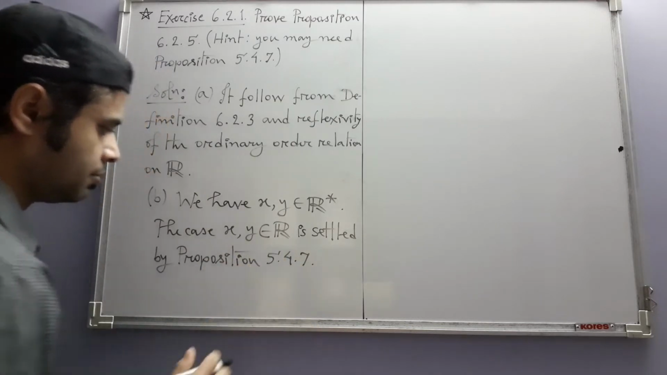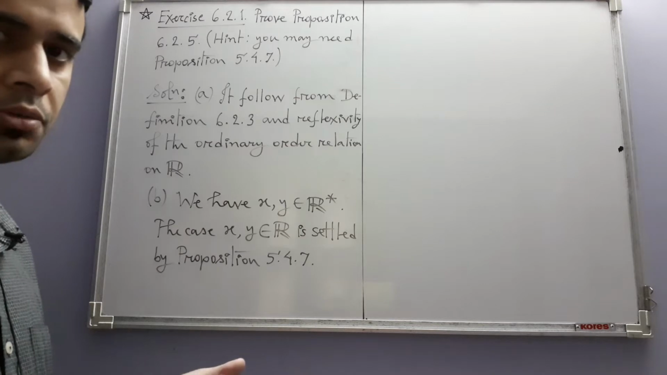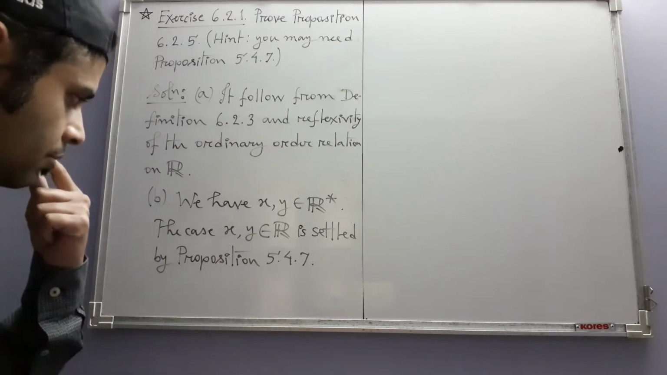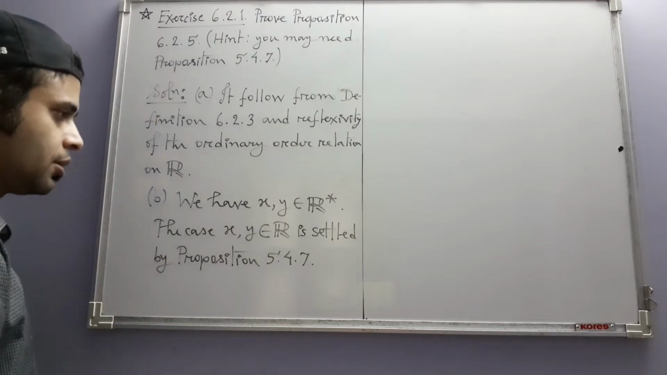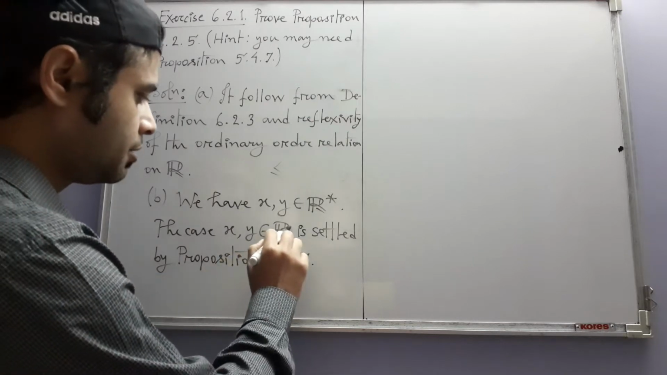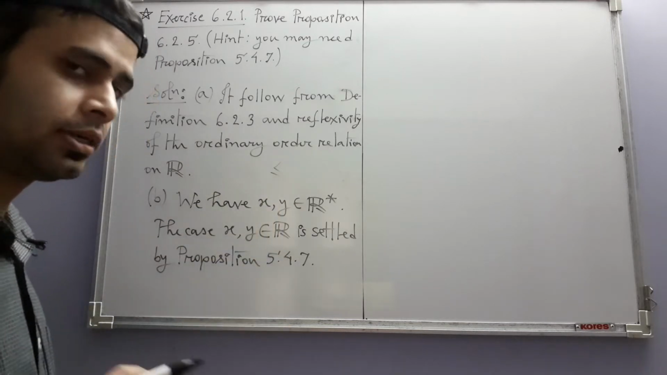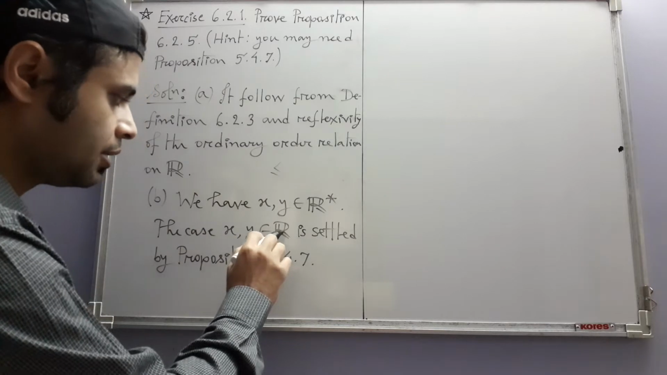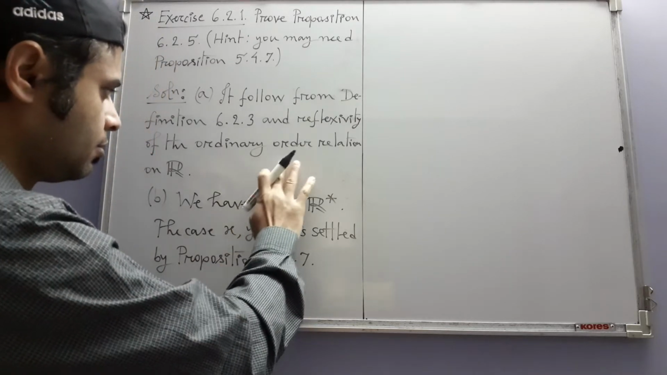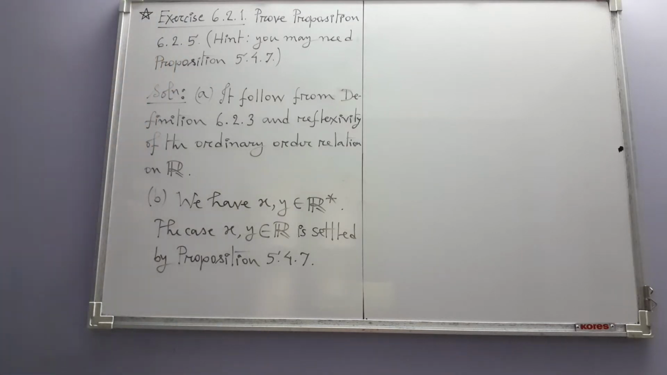Proposition 5.47, which says that either x is less than y, or x is equal to y, or x is greater than y, and no two of these three statements can be simultaneously true. Note one more thing. Because of the way we have defined our order relation on R star, if we restrict our attention to this subset R of R star, then the resulting restricted order relation is actually the one we are familiar with on R. So that's why this proposition helps us settle this case. If x and y are both real, then we have our thing.